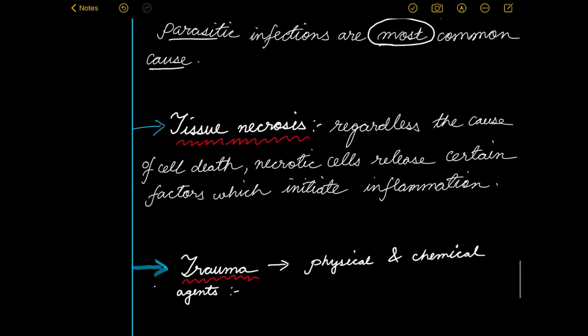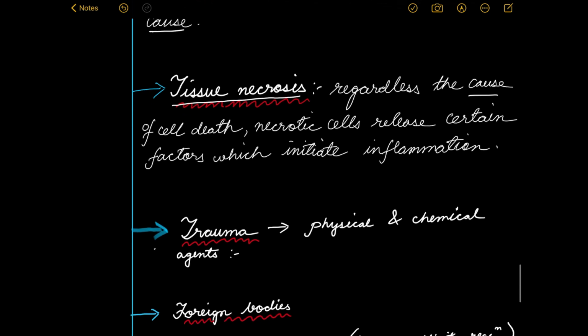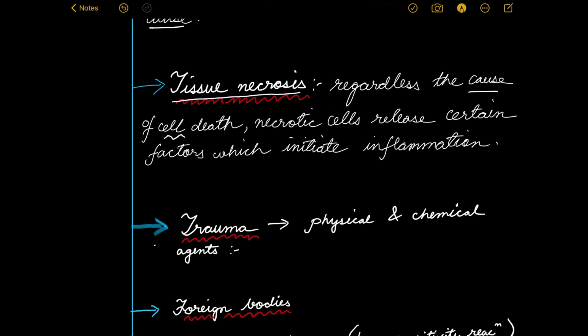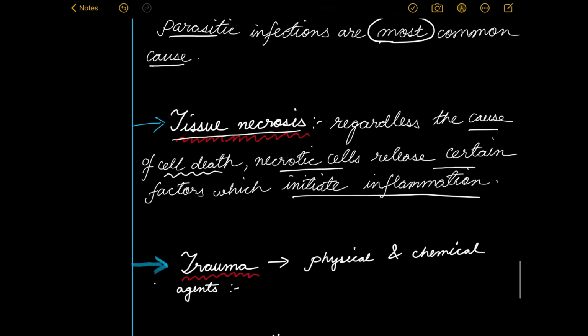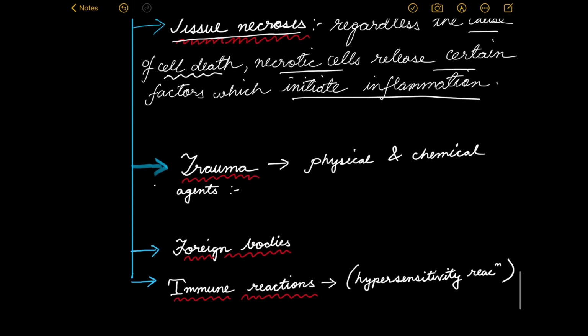Then we come to tissue necrosis. This was something that was given in the picture. I had mentioned that whatever may be the reason for this necrosis to have occurred, what necrosis is, we'll talk about later when we cover the chapter on cell injury and cell death. But whatever be the cause of the cell death and subsequent necrosis, these necrotic cells will release certain factors which would initiate the inflammation process. So these are two very important reasons.